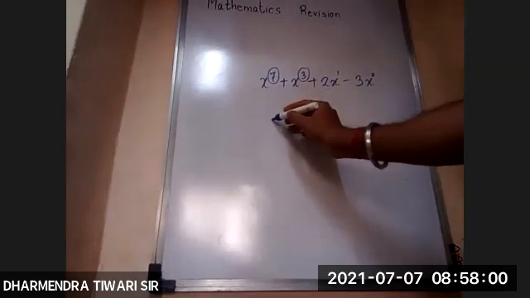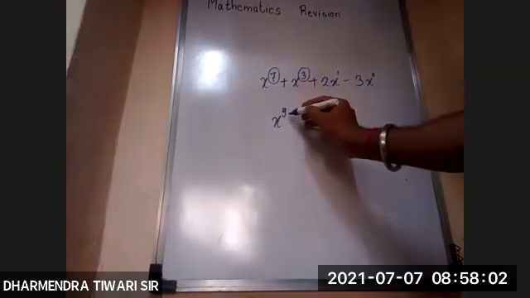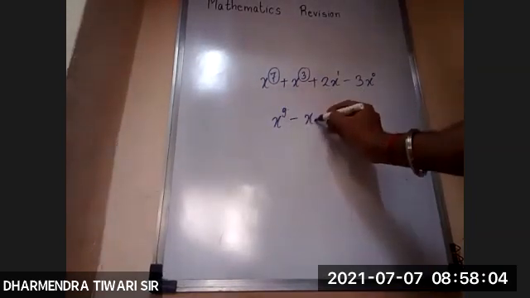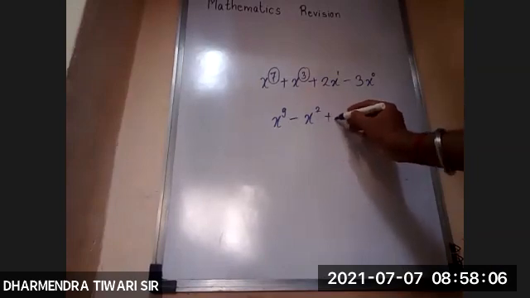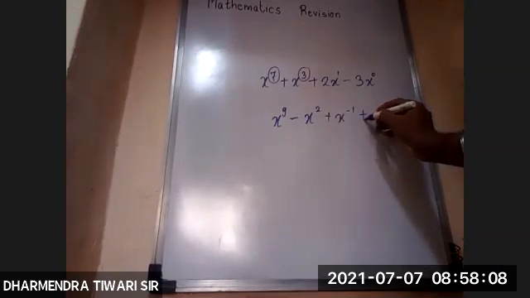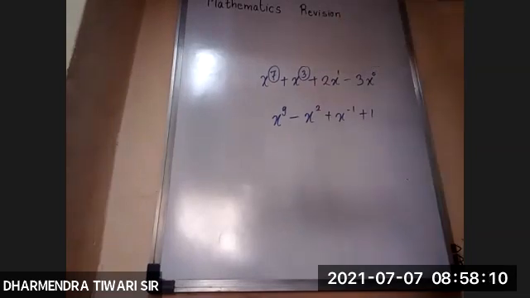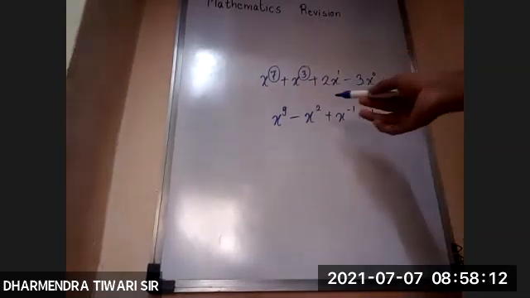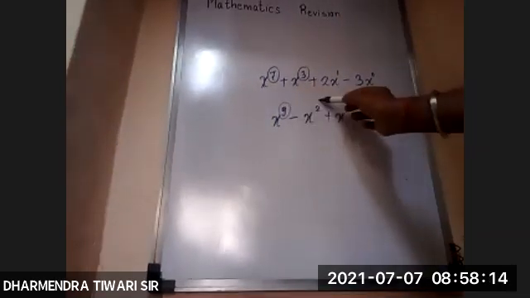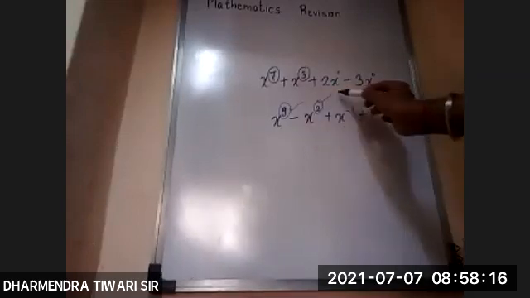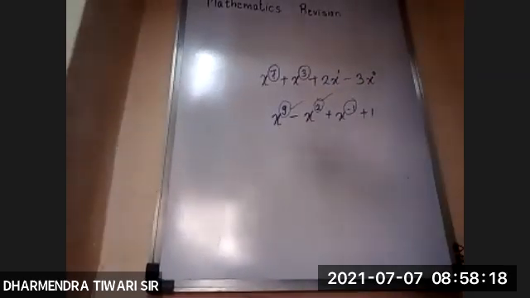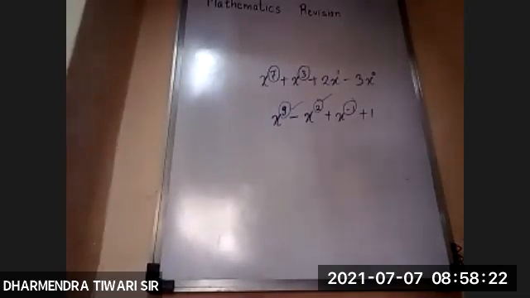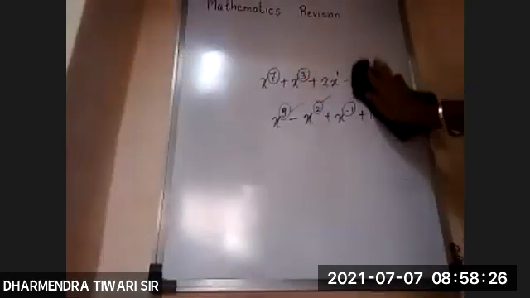If I'm writing x raised to 9 minus x raised to 2 plus x raised to minus 1 plus 1. So it is not a polynomial. Why? Because we can see that the index of each of the terms is not a whole number. Here it is a whole number, here it is a whole number, but this x raised to minus 1 is not a whole number, so it is not a polynomial. Hope you have understood this. This is just a revision that we have done yesterday.